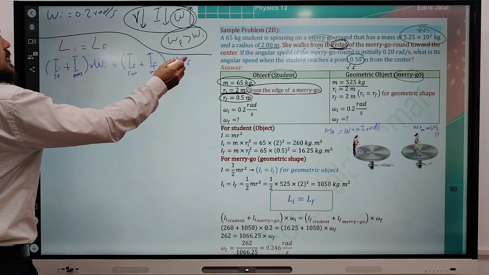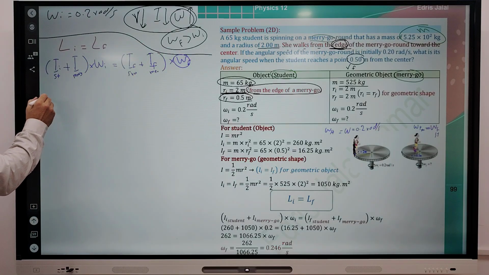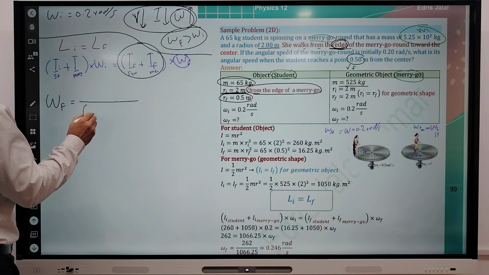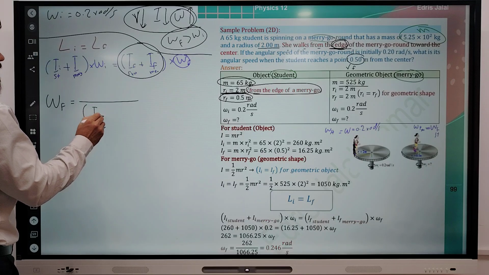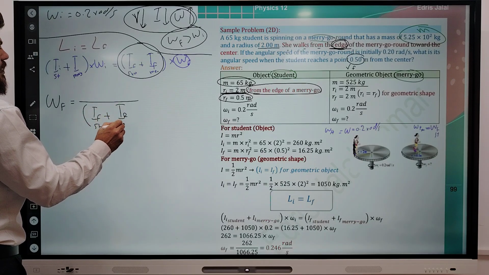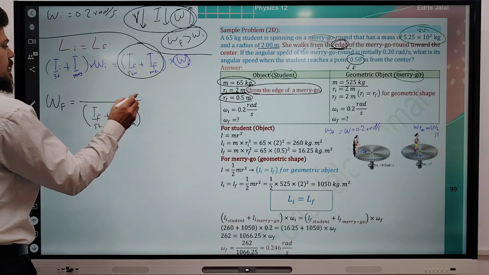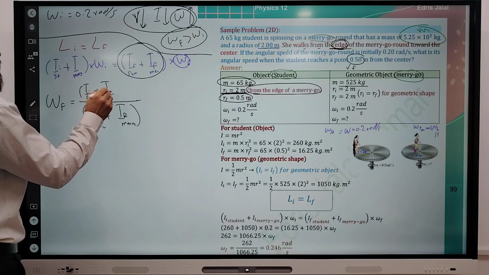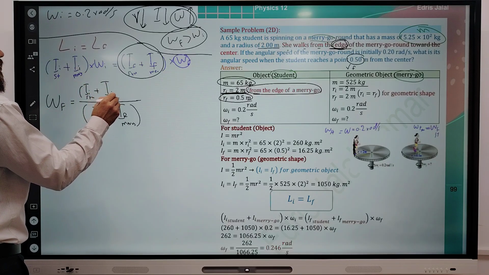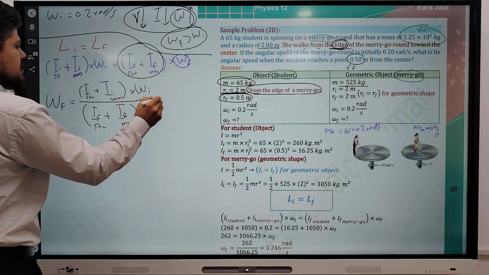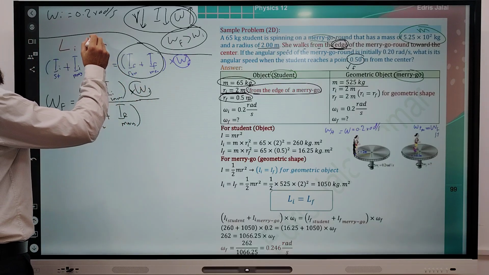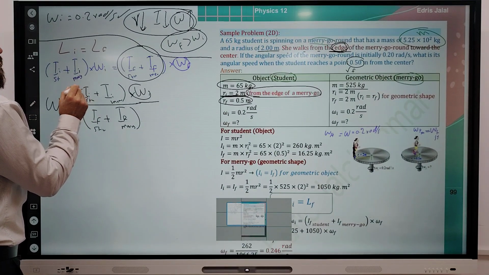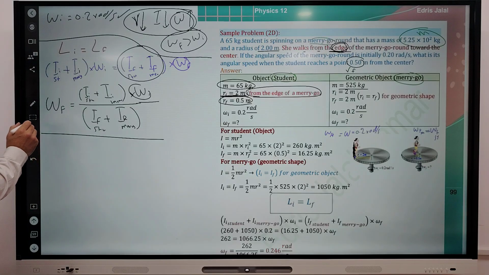Okay, so what is unknown? Omega final is unknown. So you can rearrange this equation for omega final. We have these two quantities, I final for the student plus I final for the merry-go-round. Here we have I initial of the student plus I initial of the merry-go-round times omega initial. Do we have omega initial? Yes, it was given, but we don't have I initial and I final for the student.